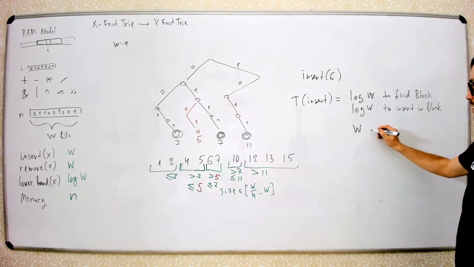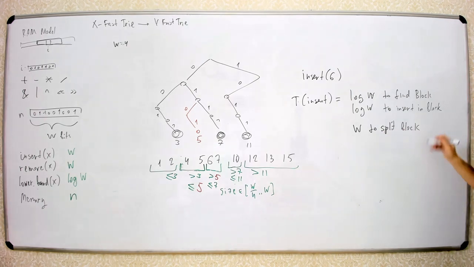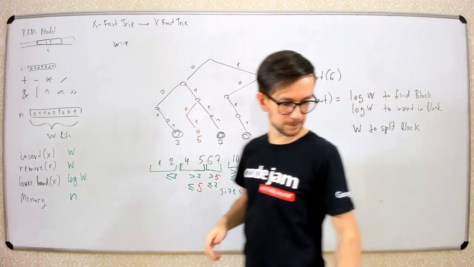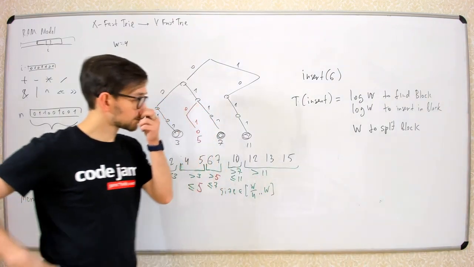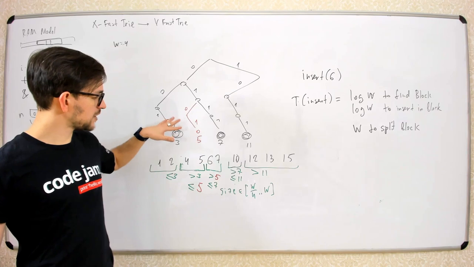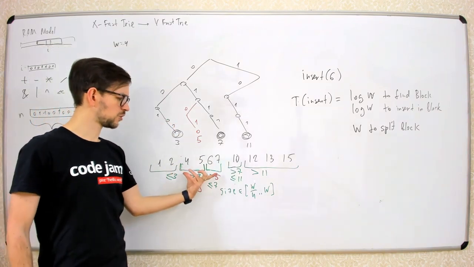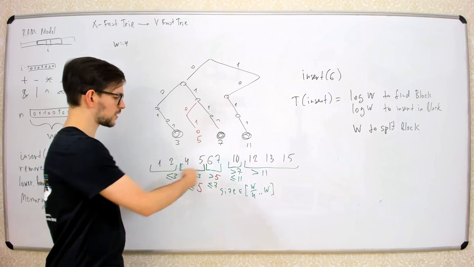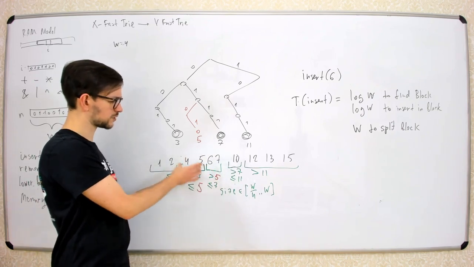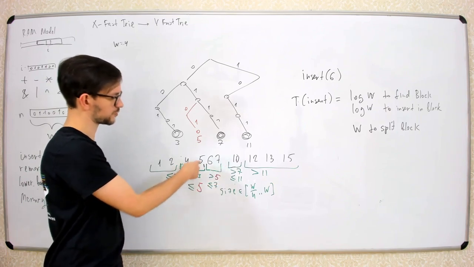And then to split the block. Yep. So again, when the block is big, I need to spend W time to insert a new element here. So it doesn't matter if I do it slowly. I can iterate through all elements of the block, find the middle point, just make an array of this element, an array of this element, adjust all the borders, and so on.